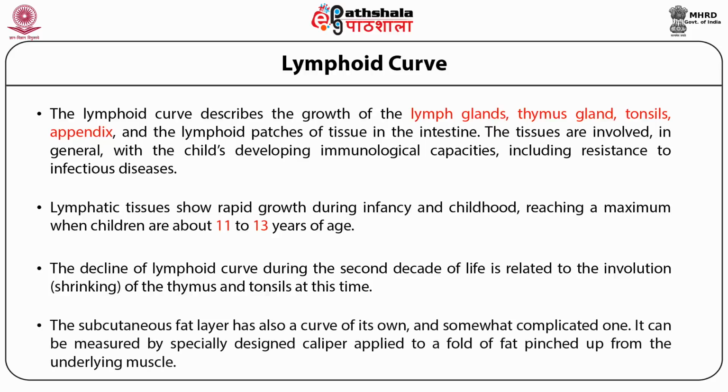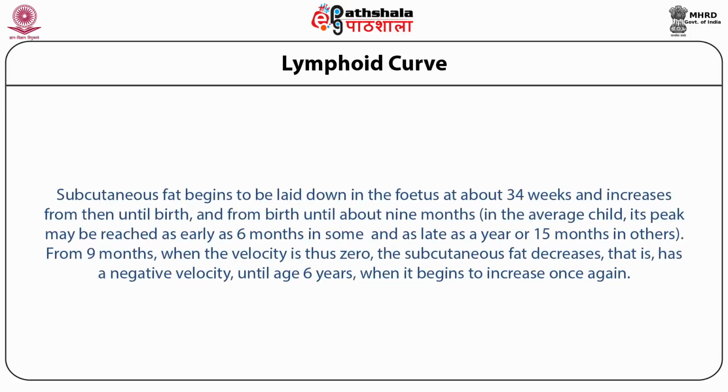The subcutaneous fat layer also has a curve of its own, and a somewhat complicated one. It can be measured by a specially designed caliper applied to a fold of fat pinched up from the underlying muscle. Subcutaneous fat begins to be laid down in the fetus at about 34 weeks and increases from then until birth and from birth until about 9 months. From 9 months, when the velocity is thus 0, the subcutaneous fat decreases, that is, has a negative velocity, until age 6 years when it begins to increase once again.